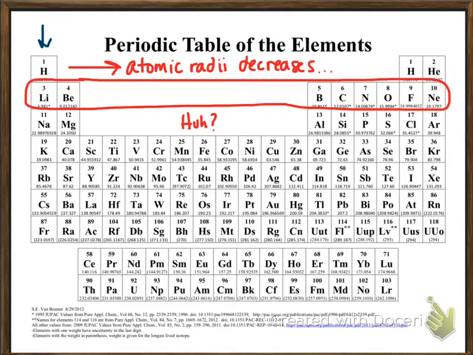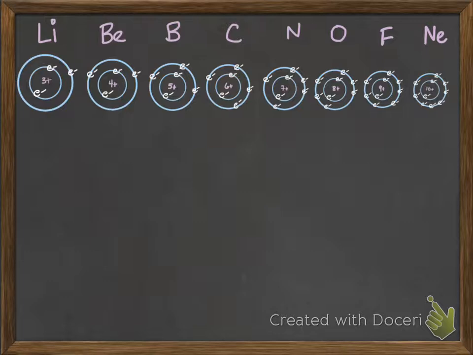Yeah, I thought so. So here I've drawn the elements of the second period, starting with lithium, moving through beryllium and boron, carbon, nitrogen, oxygen, fluorine, and of course finishing up with neon. And I've drawn them getting smaller. Their atomic radius is decreasing. But we want to understand why.